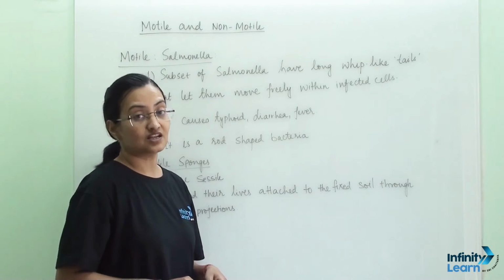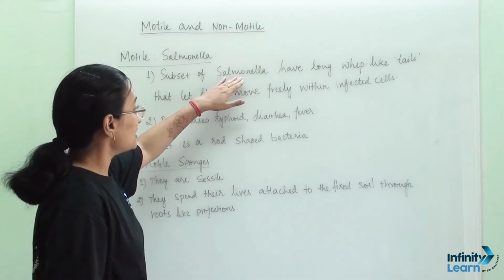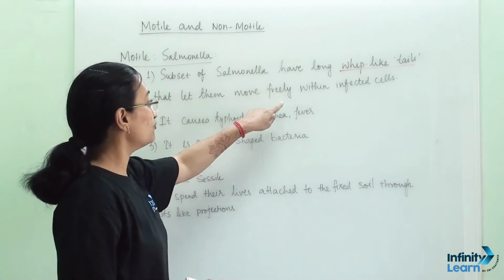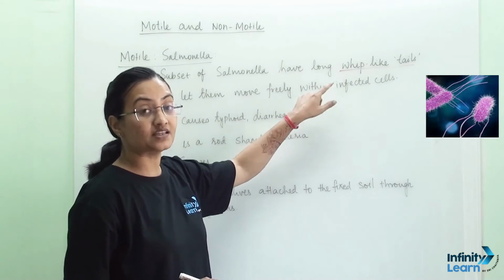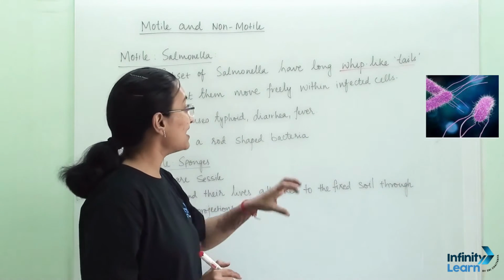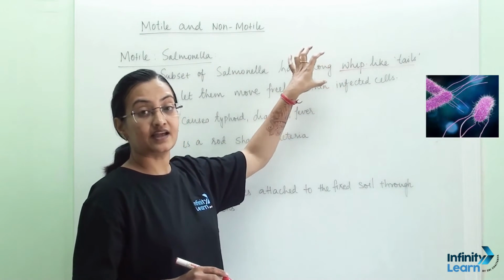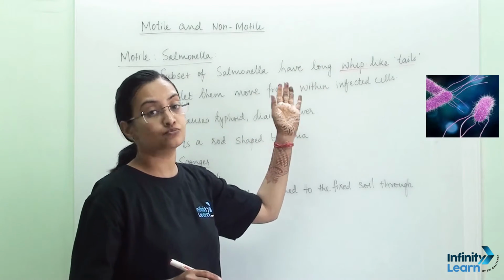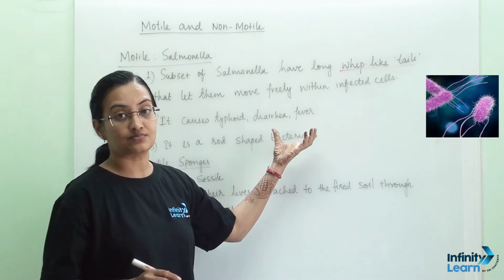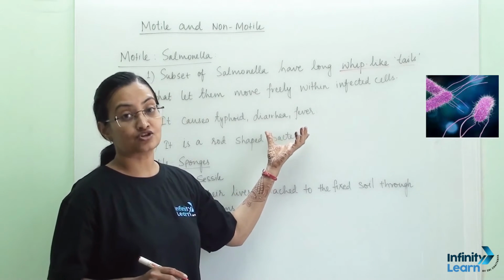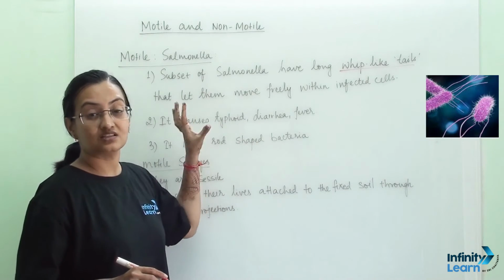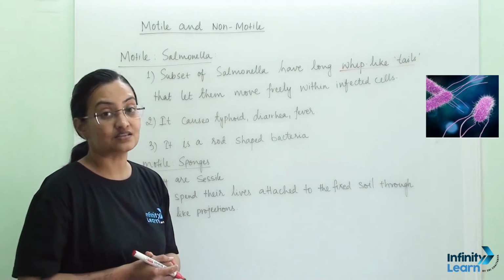So let us first see Salmonella bacteria. A subset of Salmonella have a long whip-like tail, and that lets them move freely within an infected cell. That's why they are motile organisms, because they can move freely in the infected cell. This whip-like structure, the tail at the end of their structure, helps them to move. It causes typhoid, diarrhea, fever and stomach cramps in a person who has an infection of Salmonella bacteria. It is a rod-shaped bacteria. So these are the Salmonella bacteria which are considered motile organisms.